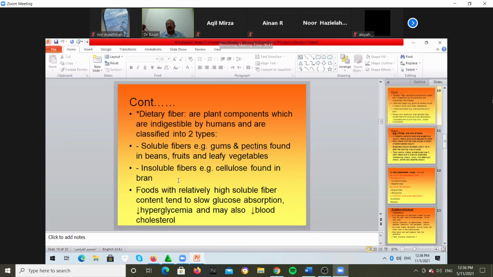What about the importance of these fibers? What about the role of this fiber regarding hyperglycemia? Who has an idea about these fibers and their role?